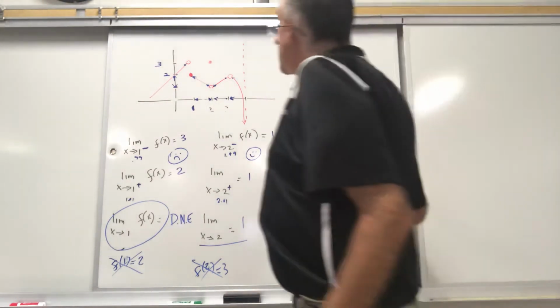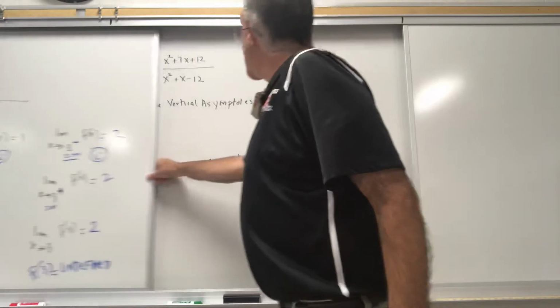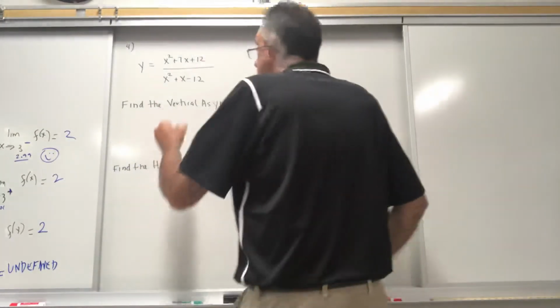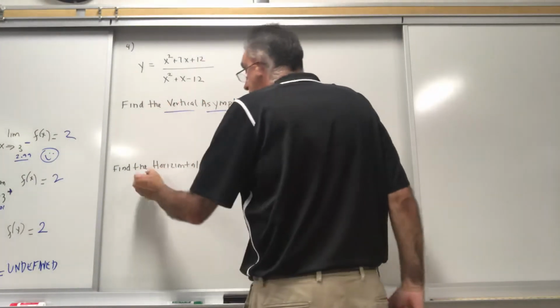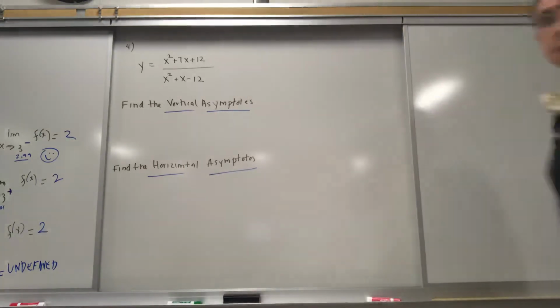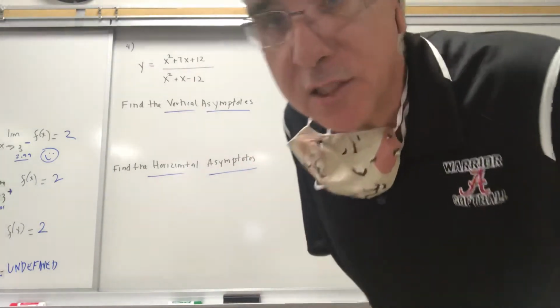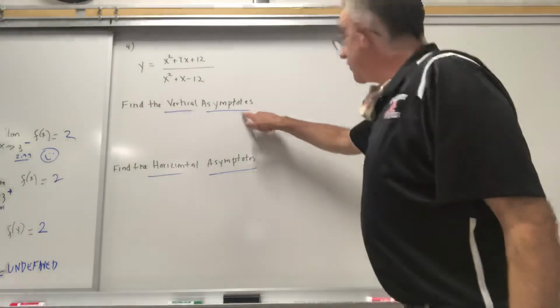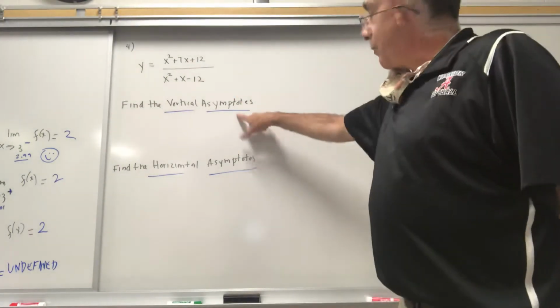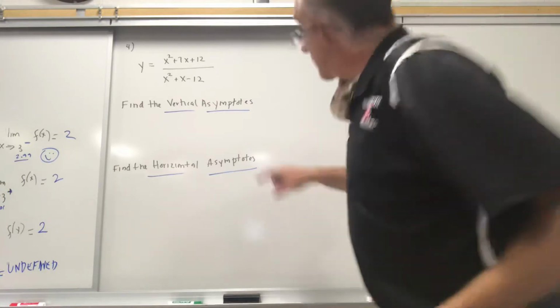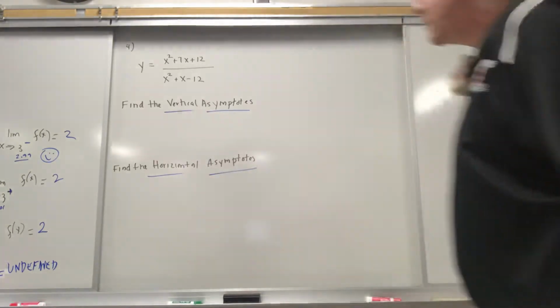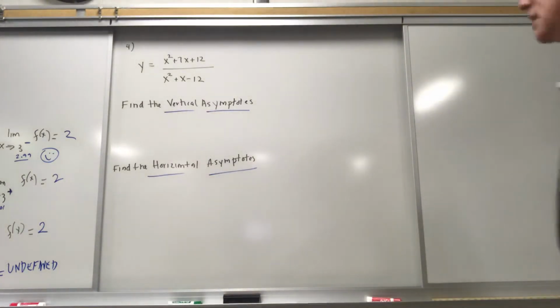Now, the next idea is on vertical and horizontal asymptotes. Two different ideas. They have very similar vocabulary. That funny word, asymptote, whatever that means. We have to know what that means, actually. But anyway, so the vertical asymptote and the horizontal asymptote, okay?